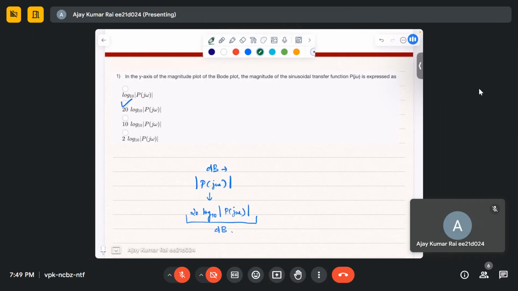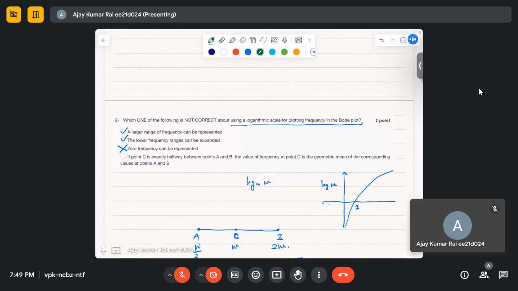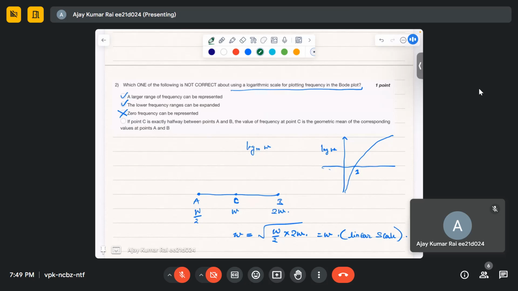If you see, we have to find out the magnitude plot. We take it in dB. So how do you take it in dB? 20 log of magnitude. And the second question is which one is correct here. I was not getting the fourth point.